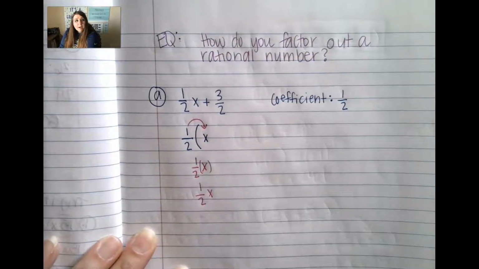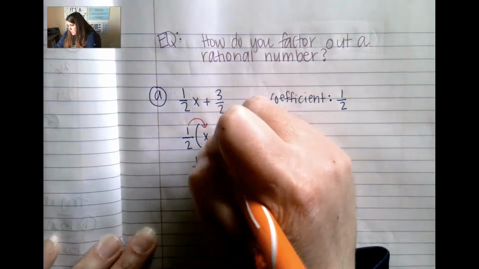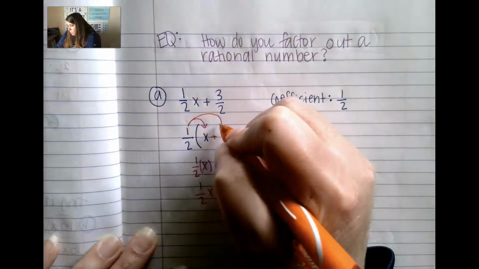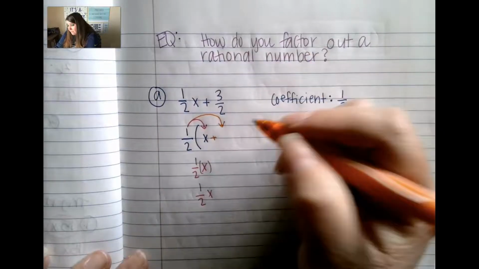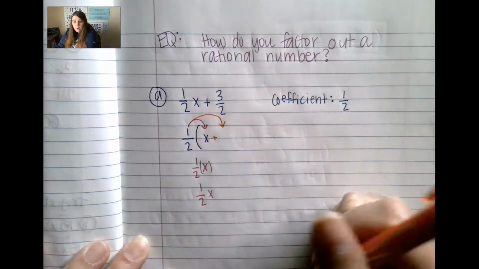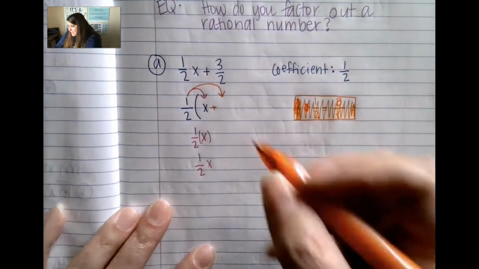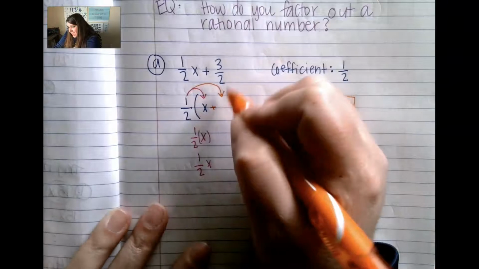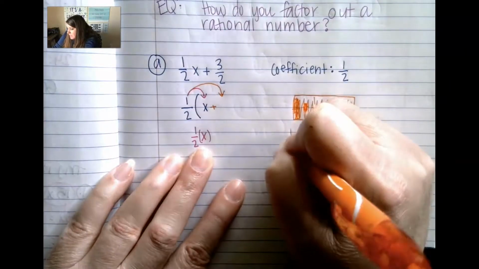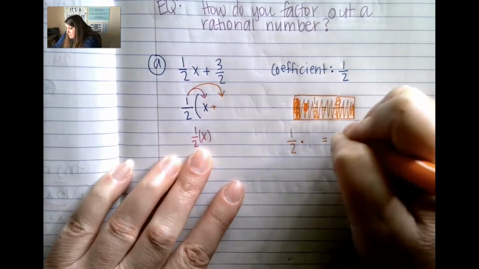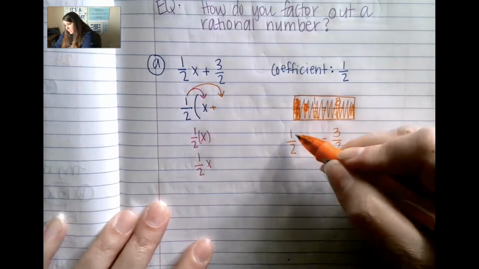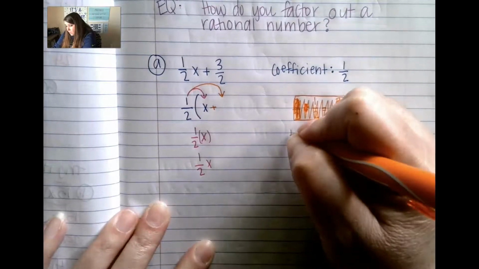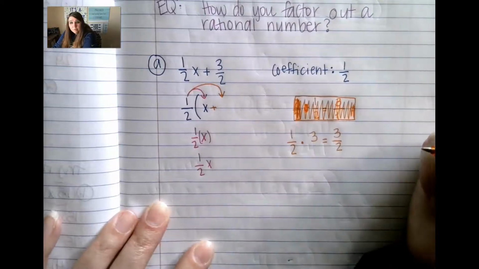Now I need to think about the 3/2. I'm adding this to what? What times 1/2 gives me 3/2? I'm going to start with 1/2 and multiply it by something to get 3/2. So what would I work with here to get from 1 to 3? Well, to get from 1 to 3, I would multiply it by 3.